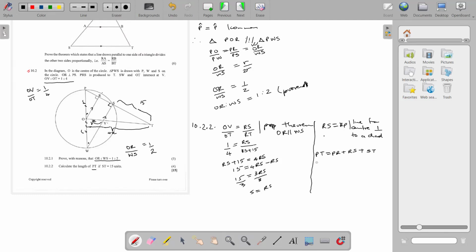So the PT will be equal to PR, we found it to be the same as RS, which we said is 5 units, plus RS, which is 5 units, plus ST, which is 15 units. So eventually, the final answer of PT is 25 units.